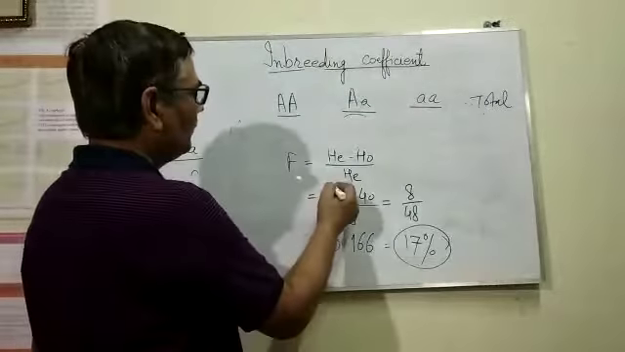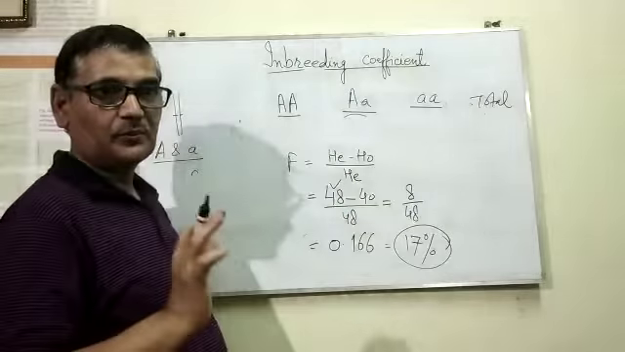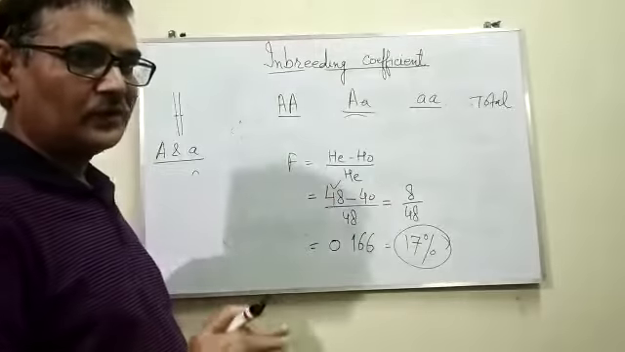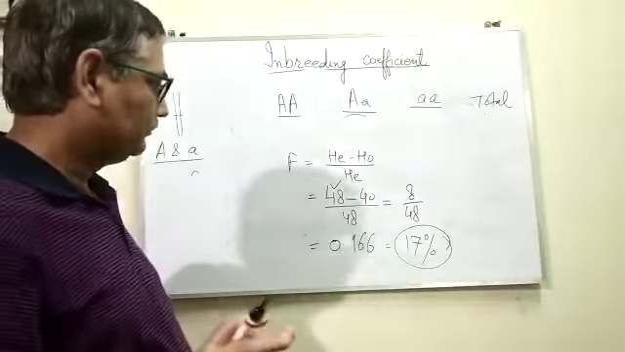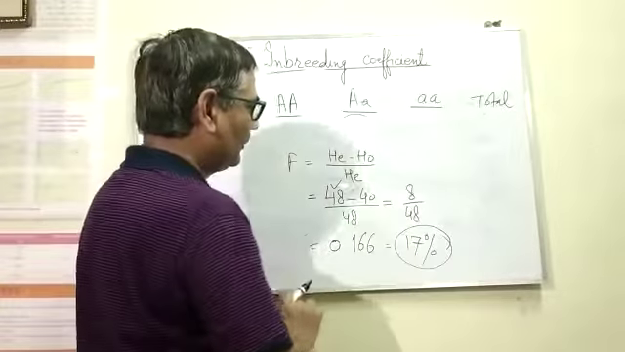See, we expect more heterozygotes than observed. So it means there is some inbreeding. So in this case, yes, inbreeding is there.